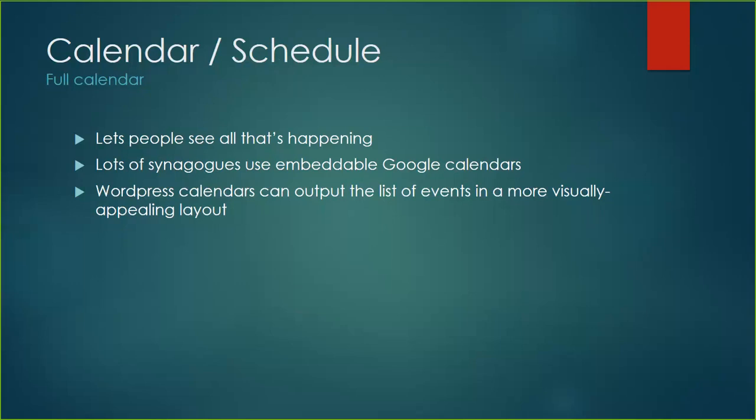Now, there's also WordPress calendars and event management systems that can output the list of events in a more visually appealing layout, such as sorting events by color-coded category or by displaying the events in a grid format, complete with a featured image for each event. Now, calendar systems and which calendar to use, there are a lot of considerations when it comes to them, and this can be an entirely separate discussion about what type of calendar system will best benefit a synagogue. I'm not necessarily going to get into that today, but it can be a whole separate conversation.